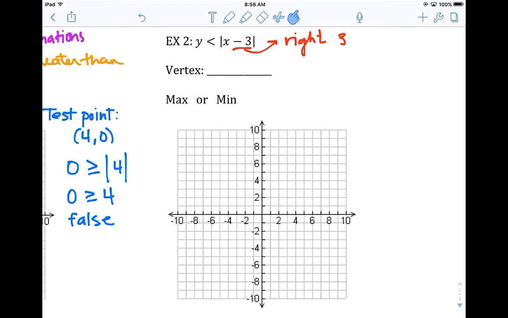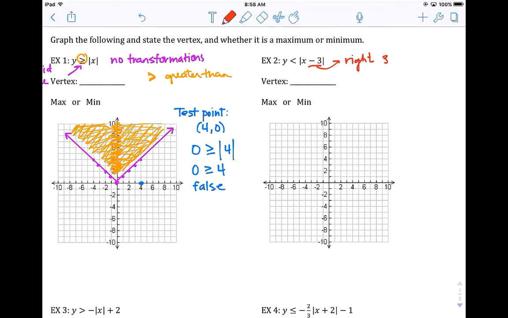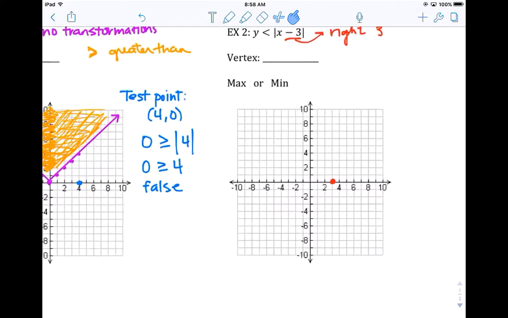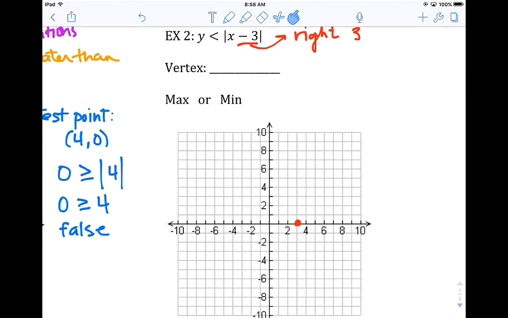So instead of our graph starting at 0, 0, the way it did on the parent function graph over here, we are going to shift that graph right 3 and start it at 3, 0. There are no stretches or shrinks here, so that means we are still continuing the pattern of going up 1, out 1 in both directions. So we'll just plot a few points to see what that's going to look like.